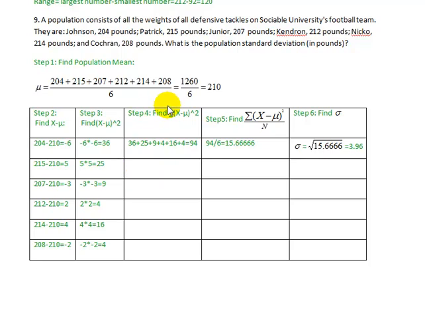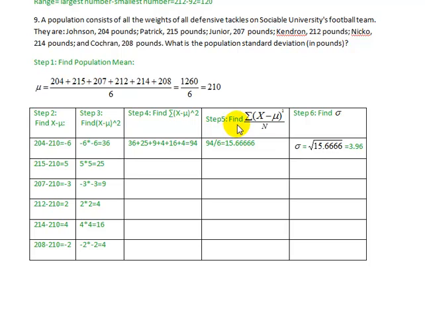So step 4, find the sigma of the (x minus mu) squared. Sigma again indicates the operation of adding, so it means we need to add all these numbers up. So that's 36 plus 25 plus 9 plus 4 plus 16 plus 4. Then we got 94. This 94 is sigma (x minus mu) squared.